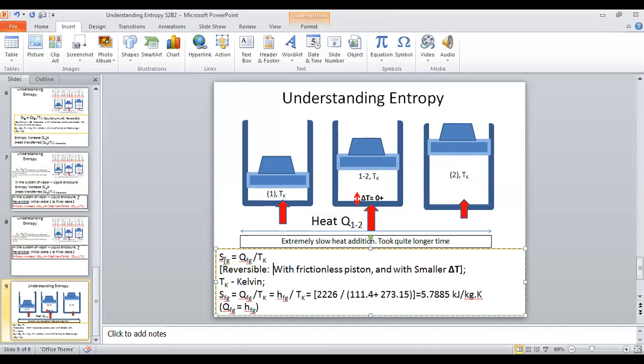So now this is S12 is Q12 by Tk. Very interesting. Reversible with a frictionless piston and with a smaller delta T. Very nice. And Tk is in Kelvin, the system temperature.